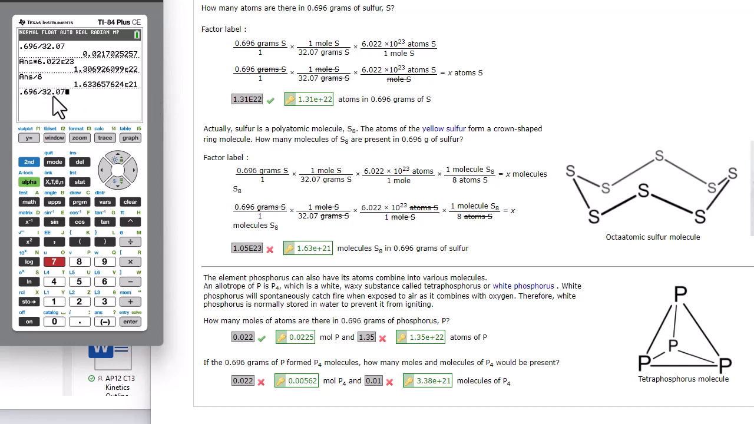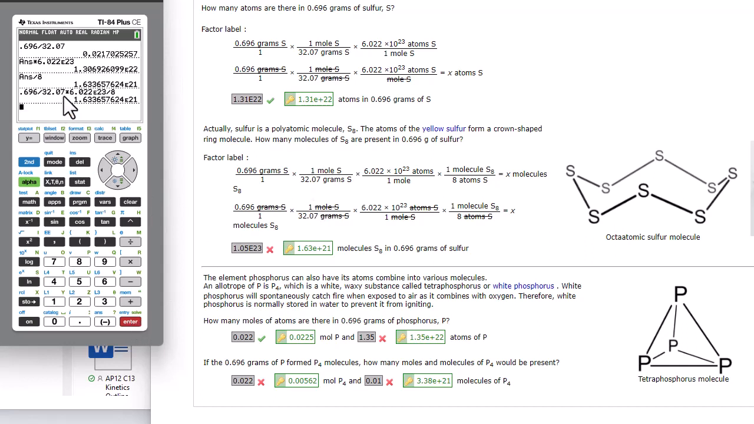It's going to put that answer in its memory, and then multiply by 6.022 times 10 to the 23rd. That'll give us our number of atoms, and then divide by 8. And we'll hopefully get the same answer. I don't like this quite as much because you're not seeing the in-between answers, but let's see if we get this 1.63 times 10 to the 21. Again, a huge number. Oh, there it is, exactly the same value.